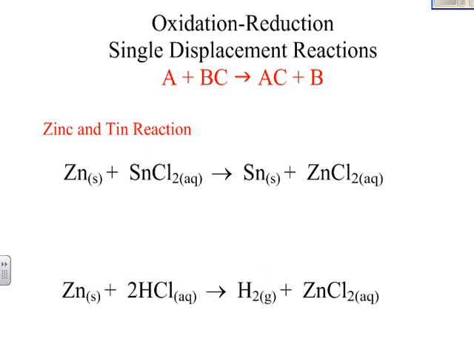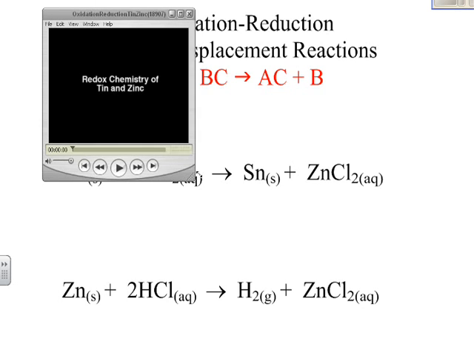The most common type of oxidation-reduction reactions that happen in aqueous solutions are single replacement reactions. So here are 2 that occur. The bottom one, the zinc plus hydrogen chloride, we saw in the last video. The reaction between the zinc and a solution of tin 2 chloride is fairly interesting. So we'll take a quick look at that one and see how it works.